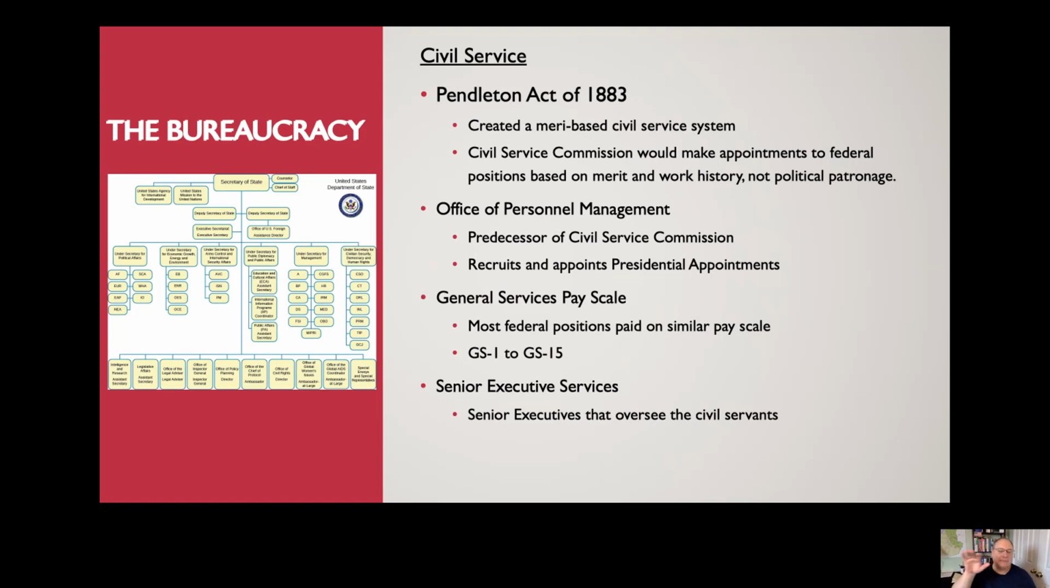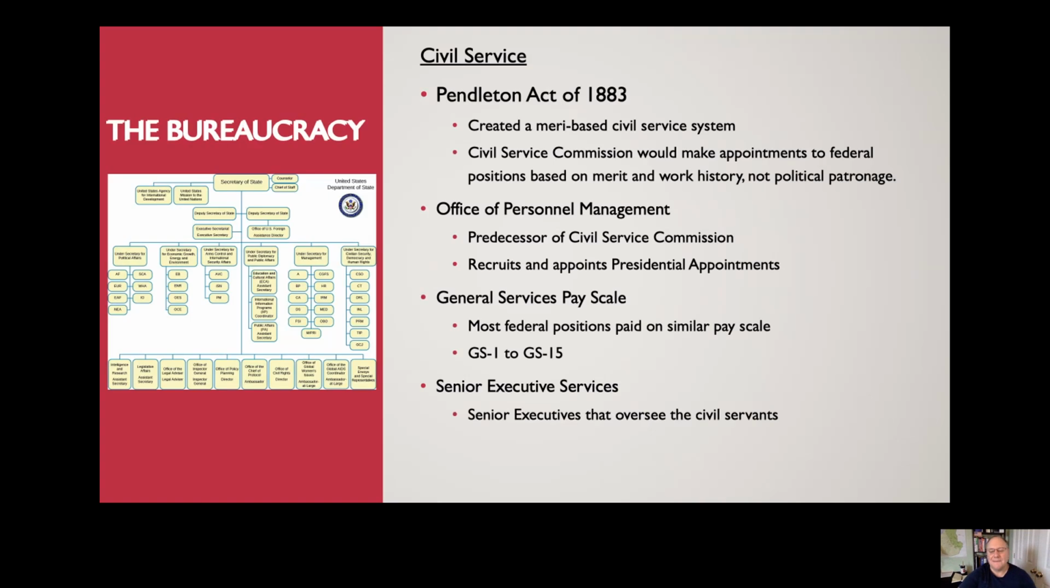And then there's a top level of SESs, the Senior Executive Service. This includes the presidential appointees and some or many civil service folks that are not presidential appointees but are very senior in large departments. They are part of the Senior Executive Service as opposed to the General Schedule.